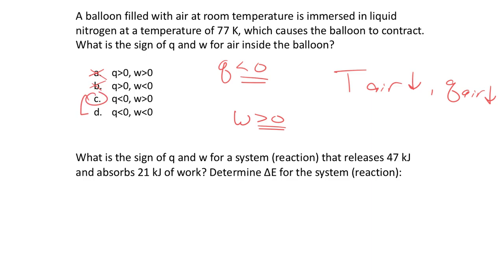So work was done on the air by the surroundings. So work done by the surroundings is positive in terms of the system it's working on. And then the opposite would be if the system expands into the surroundings, then that would be the idea of negative work. That would be the system doing work on the surroundings. Okay.